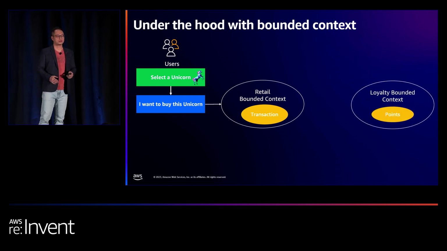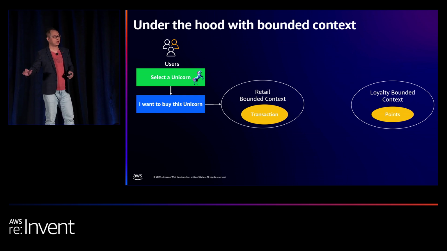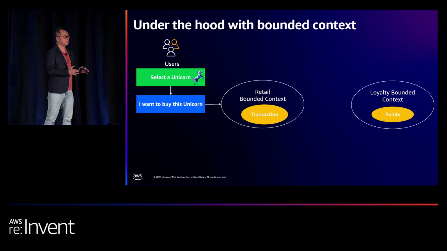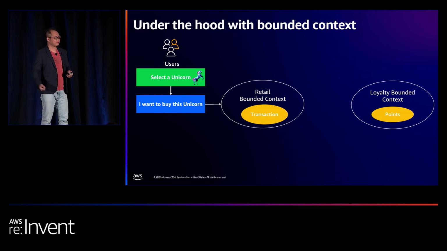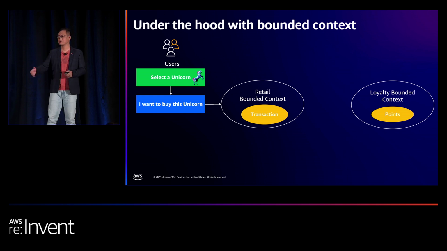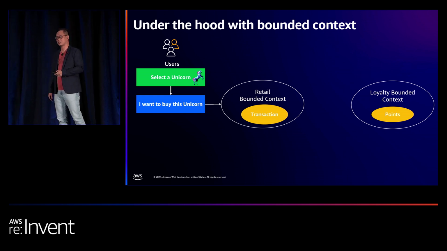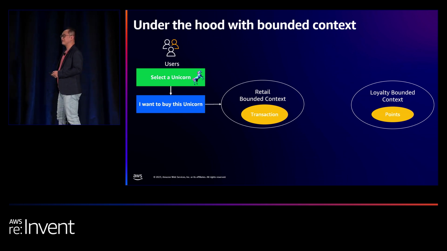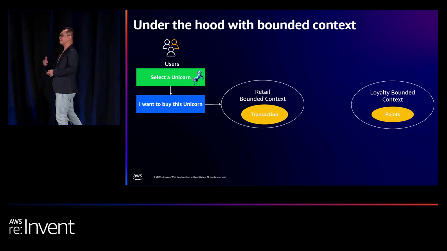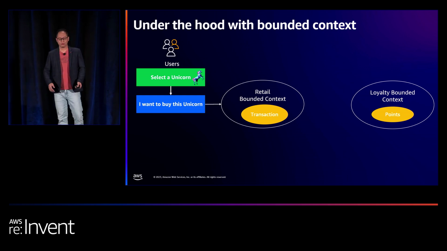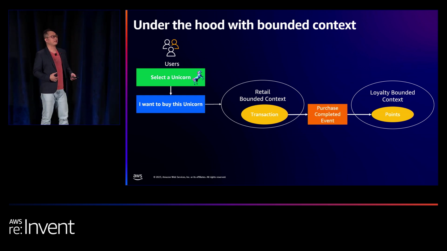We want to make sure there is another bounded context, like the loyalty point, that could take care of all the other actions. But this is a separate one. How can we make those bounded contexts communicate with each other? We don't want to introduce a dependency, right? Nowadays, nobody likes a dependency. So we can try to emit a domain event.